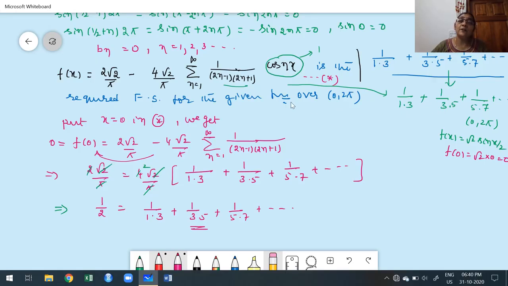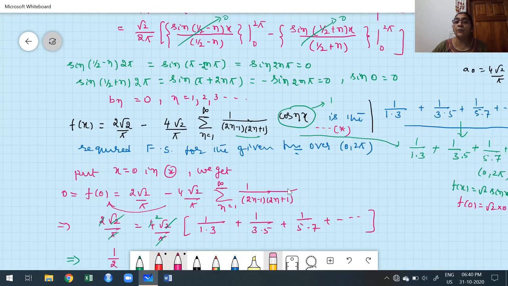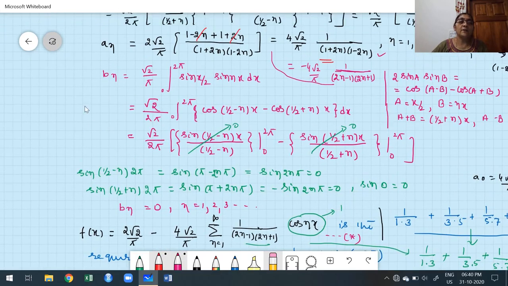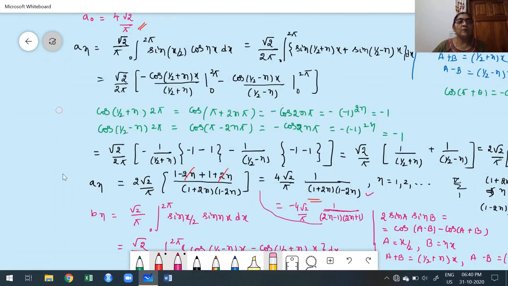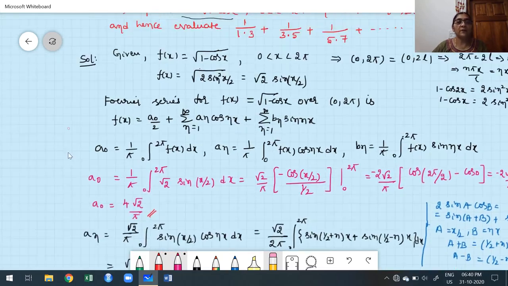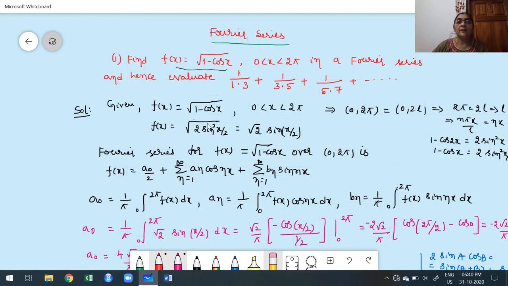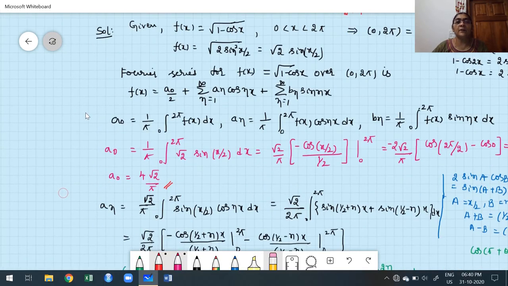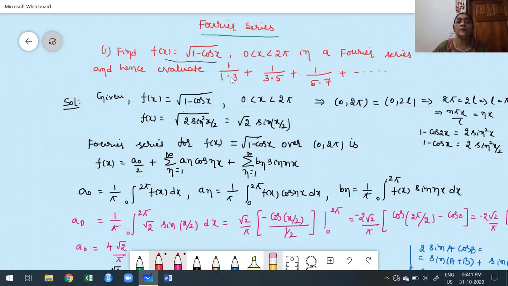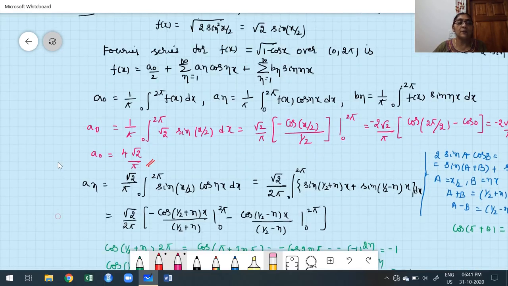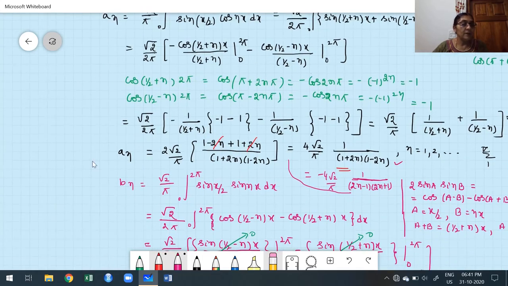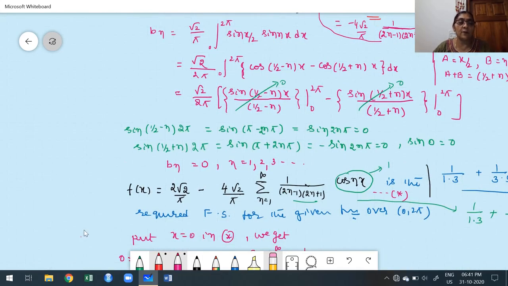Suppose the function is not in the standard form. What's the function they gave? Root of 1 minus cos x. First you simplify, convert it into the standard form for the evaluation of the integral, and then proceed. This is one of the different problems. Also don't get confused: whenever they are asking the evaluation part, it is not 1.3, it is 1 into 3, 3 into 5, 5 into 7. Whenever they put a dot between two numbers, that is a multiplication, especially for the deduced part in Fourier series. Now I move to the next problem.